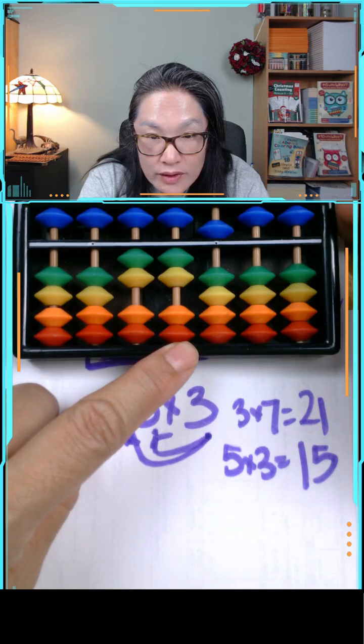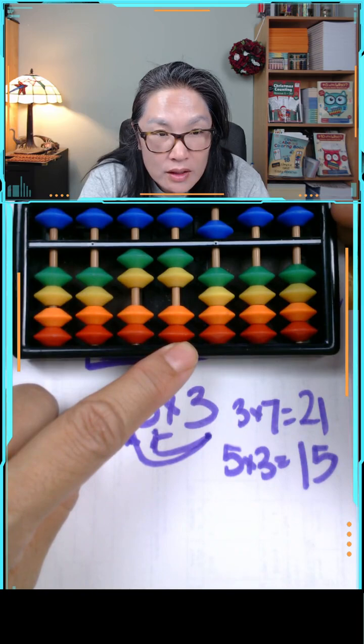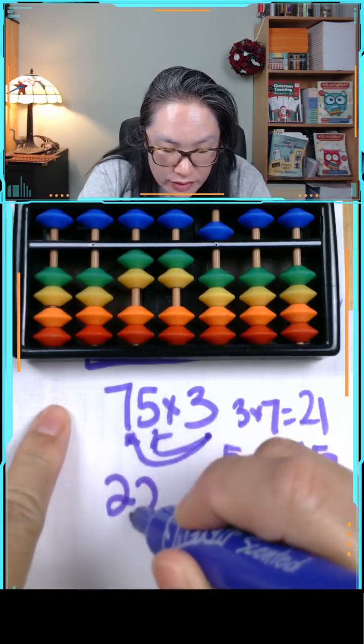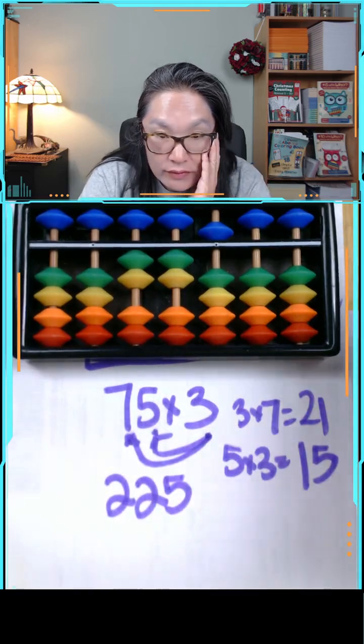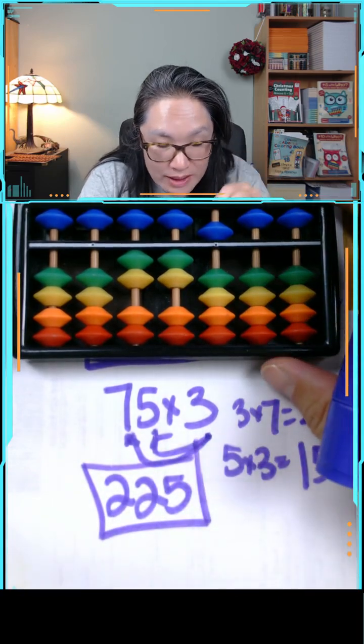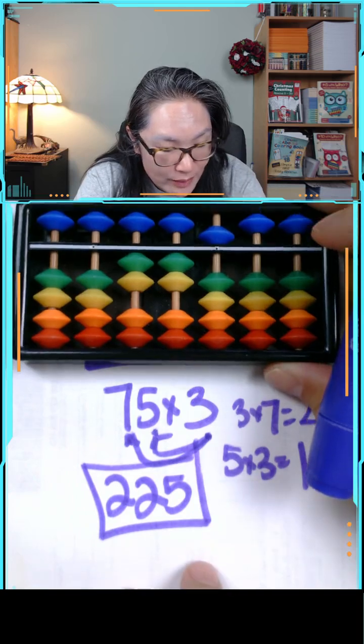Thank you, Star Child. Thank you, Hunter. Thank you, Jackie. Thank you, Chris. Thank you, Angel. Right? So what is my answer? 225. Easy, right? So what are we doing? We're learning how to read the abacus. We're doing distributive property on the abacus.